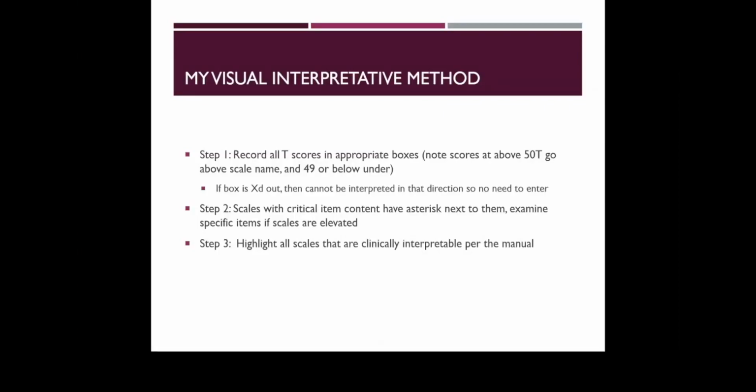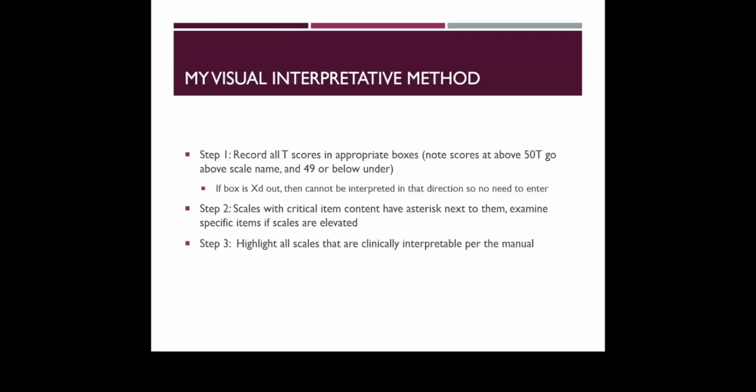But if the box is X'd out, there's no point in writing the low score because it can't be interpreted in that direction. So I just made it easier for you to say, okay, I know I don't have to interpret that scale. It's X'd out, it's not interpretable in that direction. But I do encourage you to write all the scores where the boxes are blank, because with the heuristic rule that it may or may not be elevated but might be close, this way you have all your scaled scores and can look at them. Although I don't have it right here in this spot, you will see that the other thing that appears is footnotes.